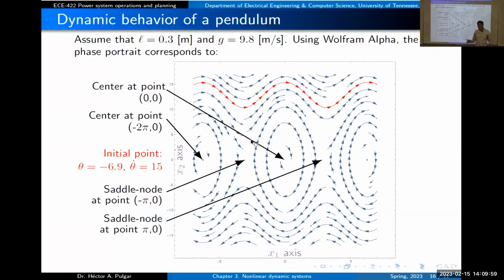So you start the pendulum at negative 6.9. How much is 2 pi? 6.2 and something, right? So this is maybe a few degrees negative, right? And you start from there, the pendulum is there, and then you push it with an initial speed, 15 radians per second. So what the pendulum will do is follow this trajectory. Who can help me to describe this trajectory here? What is going on?